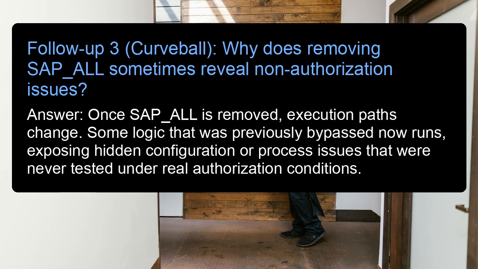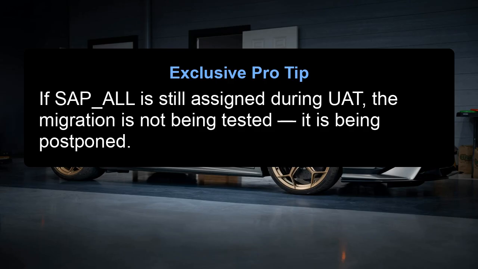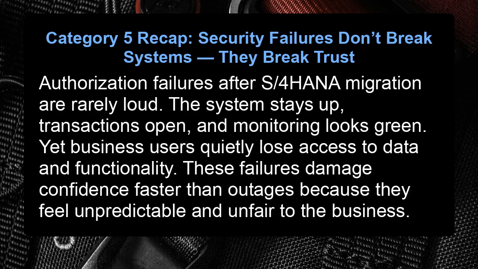Follow-up 3. Curveball. Why does removing SAP_all sometimes reveal non-authorization issues? Answer: once SAP_all is removed, execution paths change. Some logic that was previously bypassed now runs, exposing hidden configuration or process issues that were never tested under real authorization conditions. Exclusive pro tip. If SAP_all is still assigned during UAT, the migration is not being tested. It is being postponed.